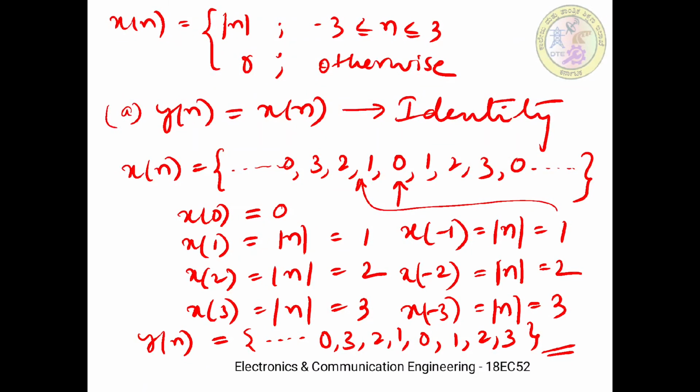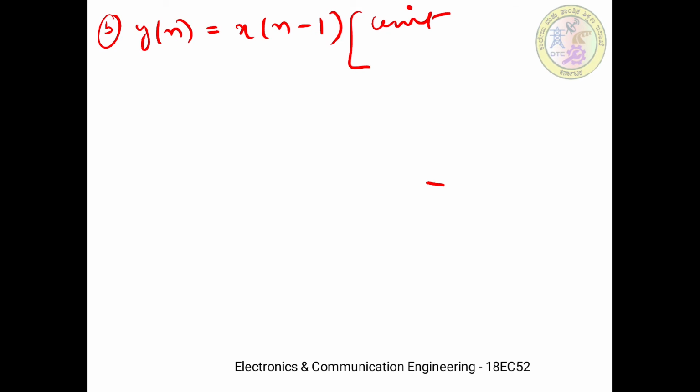So let us take one more relation between x of n and y of n. It is defined like this: y of n is equal to x of n minus 1. Now the meaning of this expression is that y of n is equal to the previous sample in the x of n sequence, that is, the delayed sample of the x of n sequence. So this represents a unit delay system.